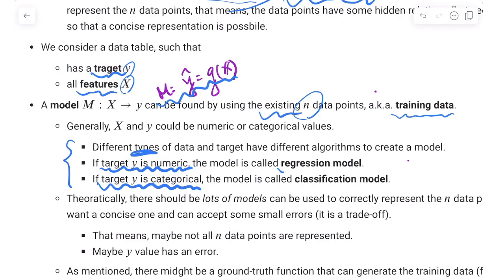If y is numeric, the model is called a regression model, and we need to use regression algorithms. The other one is, if y is categorical, the model is called a classification model, and the algorithm we use is called a classification algorithm. So we have two different types of algorithms. It really depends on the target y you use.